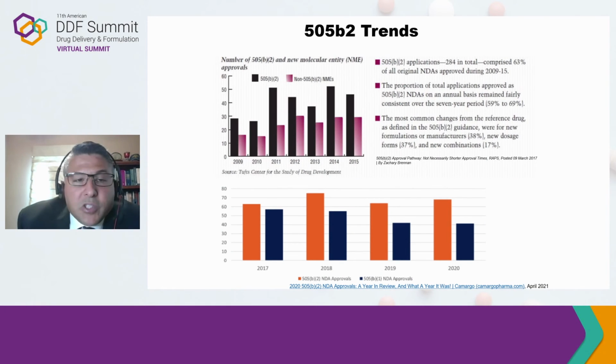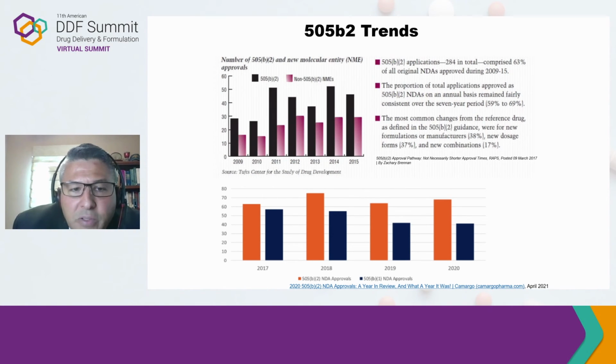As we go to the trends with 505(b)(2) applications, here I show information from 2 different articles from 2009 all the way to 2020, and you can see by and large that for the 505(b)(2)s, there are more applications than the 505(b)(1) new molecular entities. And the proportion of total applications approved as 505(b)(2) NDAs on an annual basis remained fairly consistent over the 7-year period, from about 60 to 70% from 2009 to 2015.